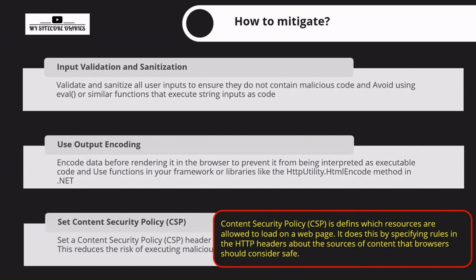So now what is content security policy? Content security policy defines which resources are allowed to load on your web page. So what should be loaded on your web page will be decided by the content security policy, CSP, which is in your header. This information will be in your HTTP header. It does this by specifying rules in the HTTP header about the sources of content that the browser should consider safe. Okay, so set your content security policy to avoid the XSS attack.